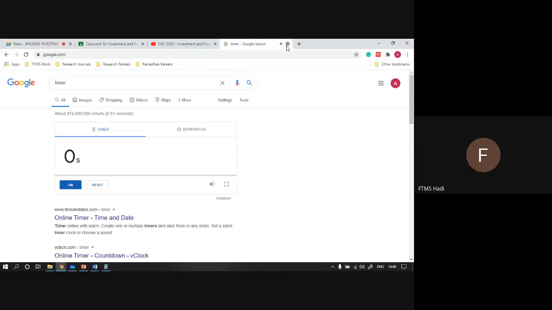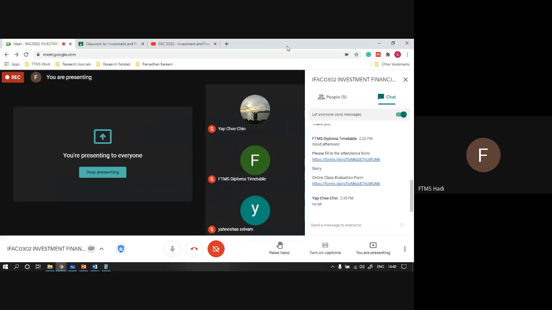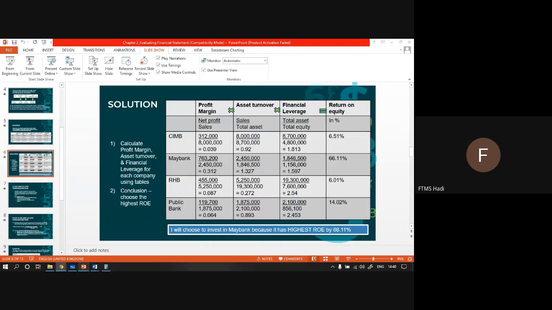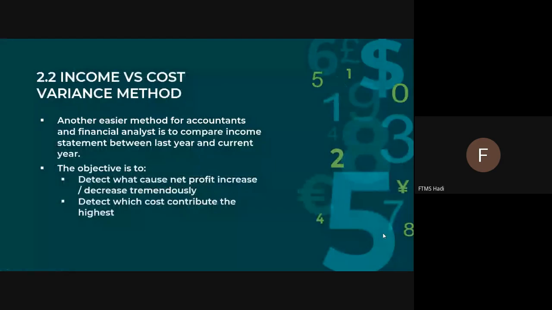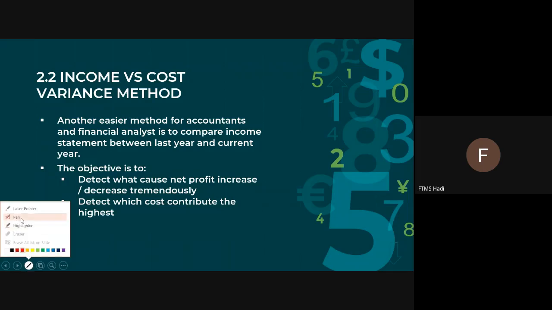Okay, let's continue with the next part. We are going for another analysis, which is the income versus cost variance method. This one is only applicable to the income statement, to see the differences between profit and loss.